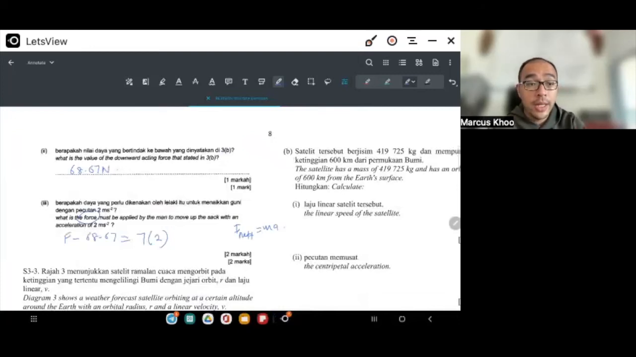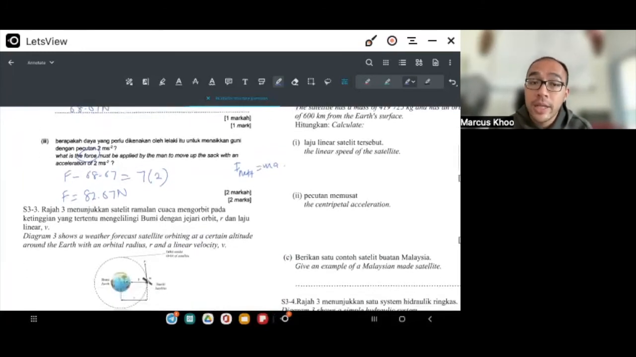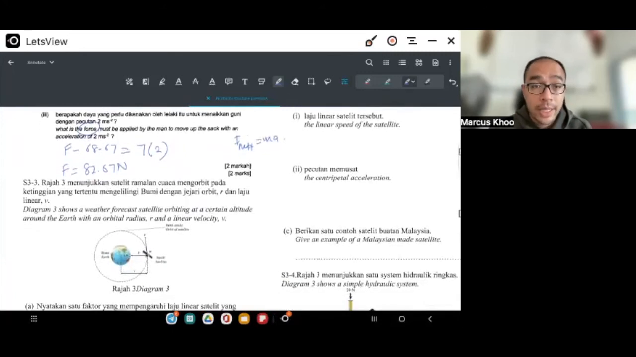After that, when you calculate this, you will get about 82.67 newtons for F. So in order for him to overcome the 68.67 newton weight, he has to pull with a force of 82.67 newtons. Then he can get an acceleration of 2 meters per second squared.